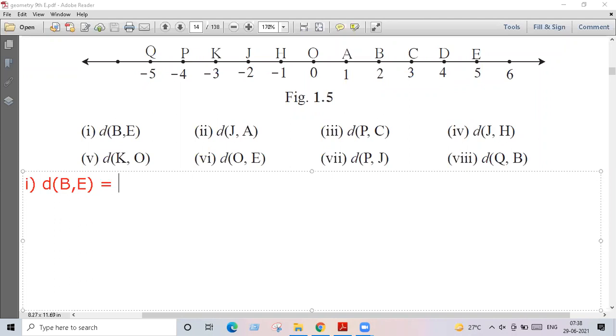Now, what is the coordinate of B and what is the coordinate of E? Which coordinate is bigger and which is smaller? Coordinate of B is 2, and E is 5. Tell me the coordinate of B and of E. Sir, B's coordinate is 2 and E is 5.